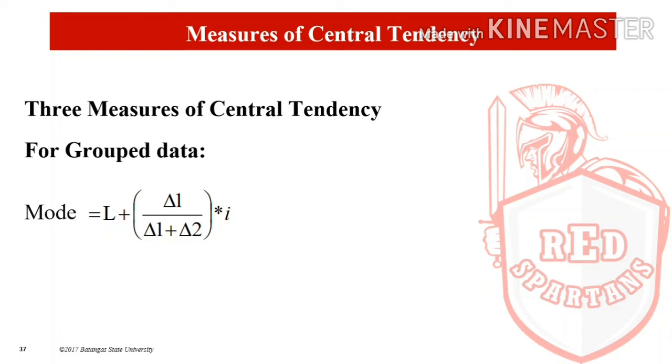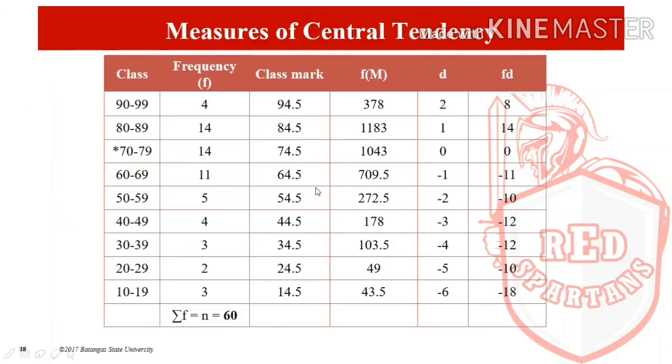So, ano ba yung ating L? Yung L natin is yun pa rin, exact lower limit doon sa kung saan nandoon yung ating middle value or the median. Dito sa example natin kanina, ito pa rin yung ating class interval, yung 70 to 79, kung saan nandito yung ating middle value. Ibig sabihin yung ating L pa rin is the exact lower boundary na 69.5. Ibig sabihin yung ating frequency niya is 14.